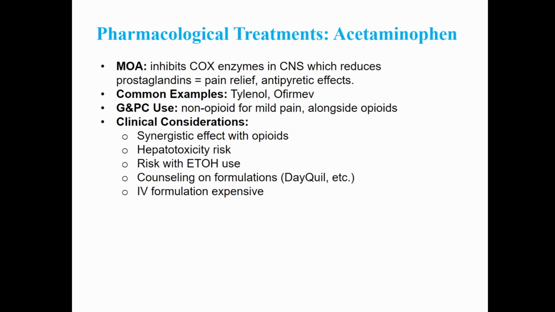For geriatric palliative care patients, this is something that we would use similar to NSAIDs for mild pain or alongside opioids, as a nice co-pilot there. Just as a reminder, Percocet is just oxycodone and Tylenol together in one pill. So when you're using these with opioids, you're kind of making your own Percocet, but you have the benefit of being able to titrate the opioids. Things that you want to think about clinically is that we talked about the synergistic effect, like with Percocet.